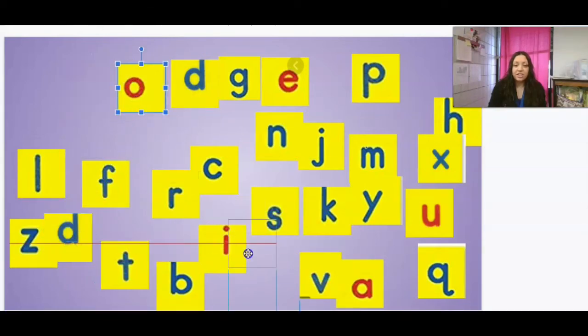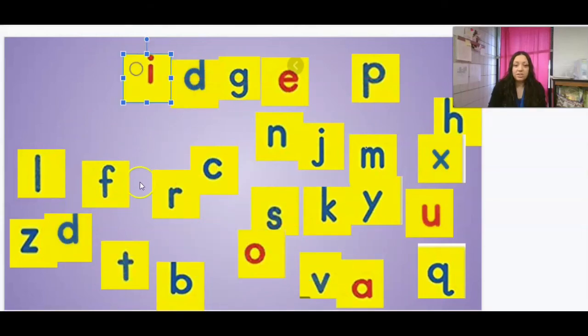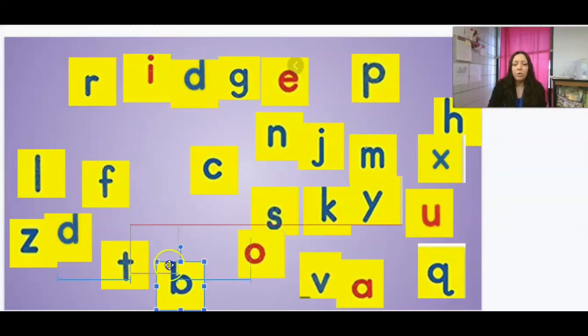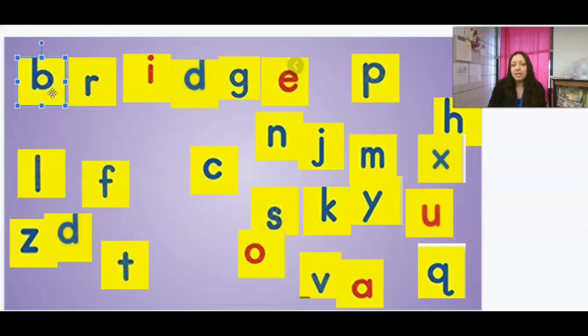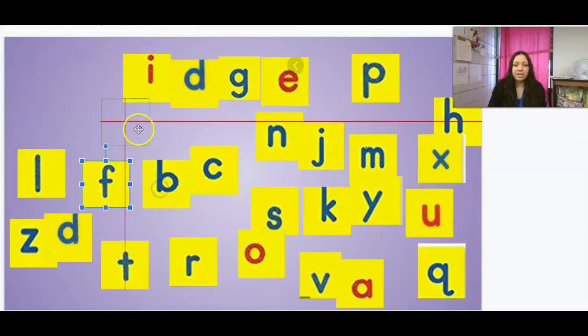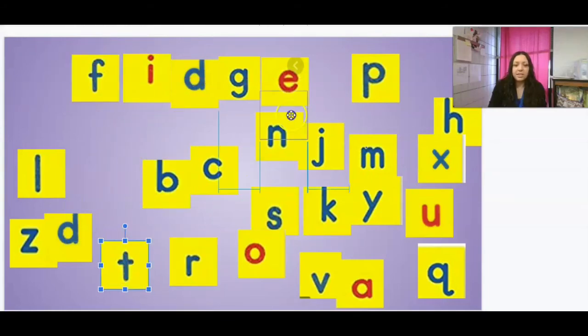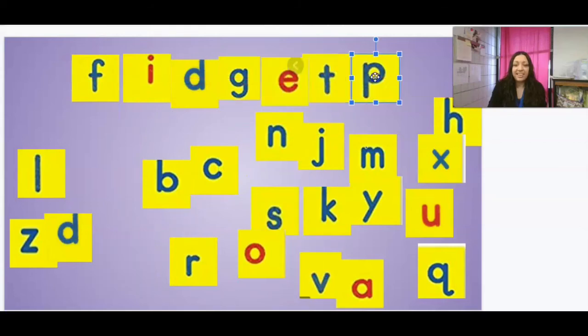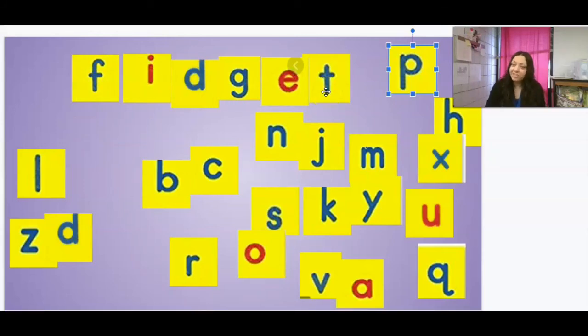All right, let's change it to a short I and add an R in front of it. Ridge. Good job. What if I put a B and make that blend at the beginning? Now I've got bridge. Bridge. Good job. Ooh, I'm going to try something else. Are you ready? I'm going to add something at the beginning and something at the end for our last word. So if I have this, now I have fidget. Fidget. Remember when you kind of move around? Fidget. All right, awesome job making words, guys.